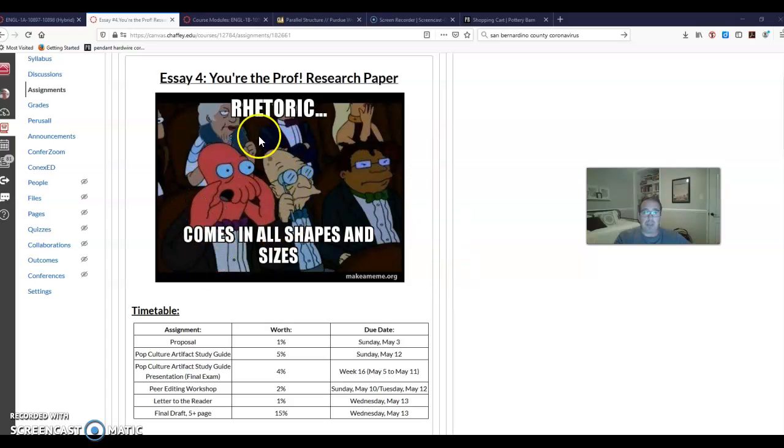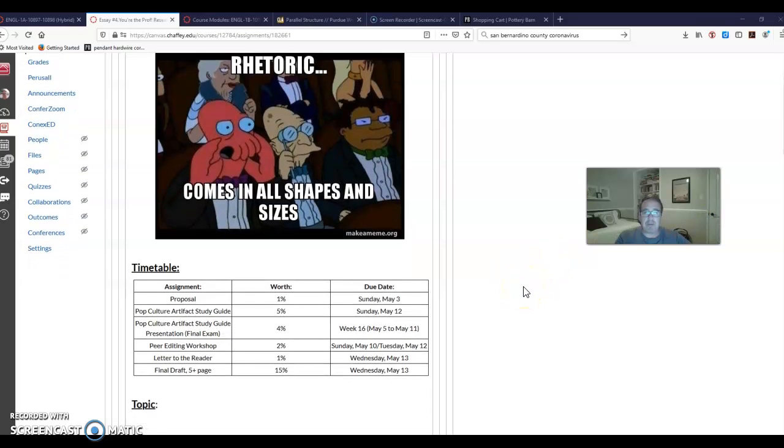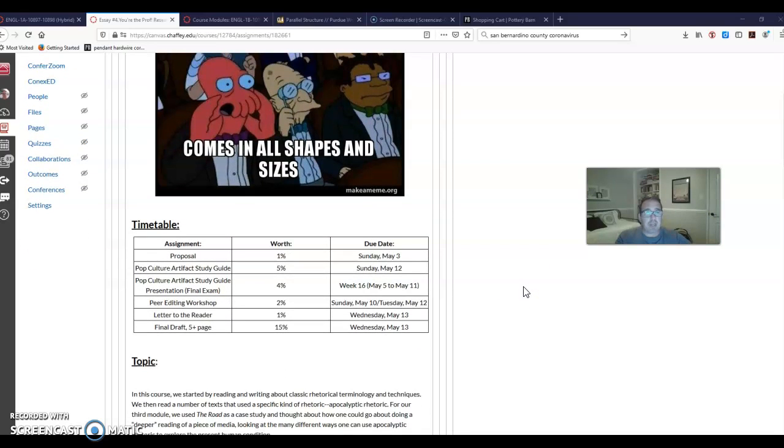As Zoidberg notes here, rhetoric comes in all shapes and sizes. So that's what we're going to work on in this paper. You're going to choose a different kind of rhetoric than we've been looking at this semester. This semester we've been focusing on post or apocalyptic rhetoric for the most part. We kind of deviated a little bit, but that was our focus. And you're going to choose a different kind of rhetoric to focus on for your paper.